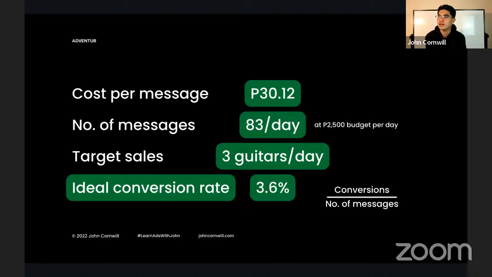Baka magtanong na naman, what's really the anong magandang conversion rate? Many articles or blogs or reports may say na it's 3%. So sige, you can follow that. Pero again, compute your ideal conversion rate.